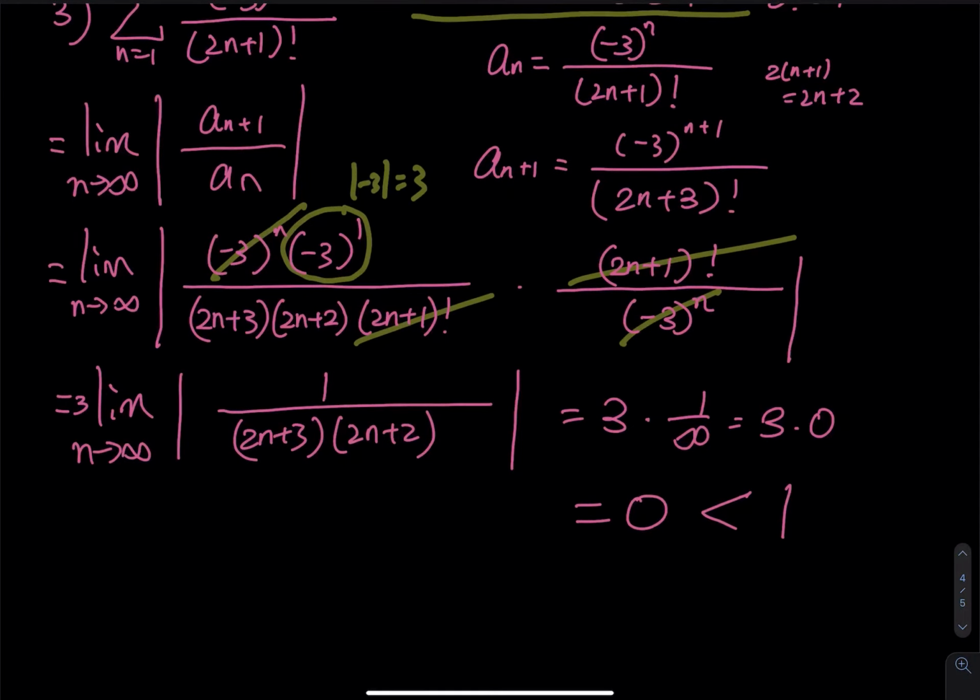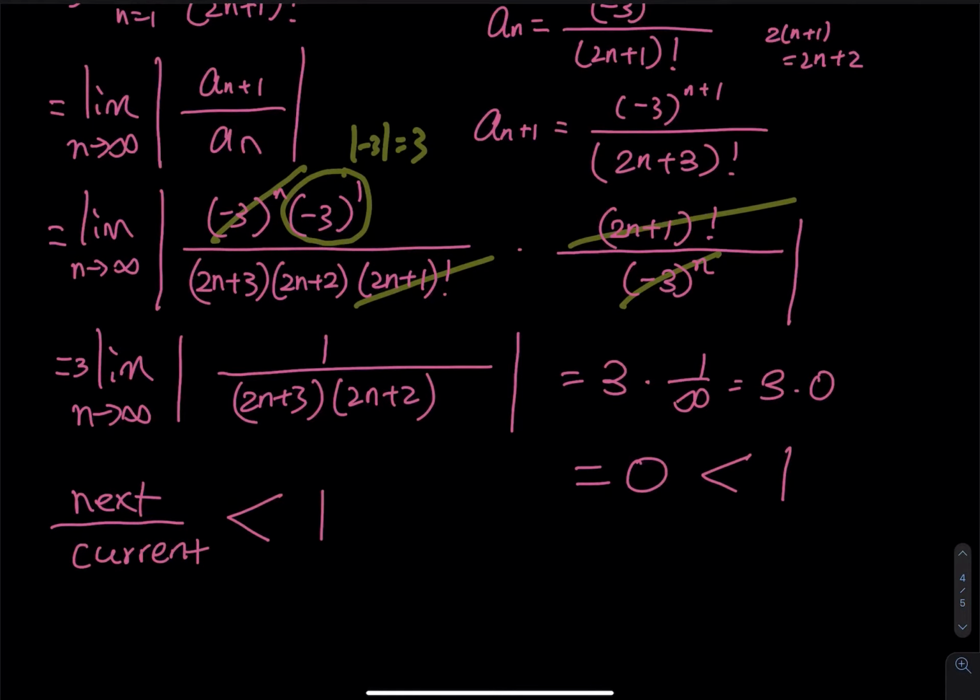What did we just do? We just took the next term divided by the current term, and we have this fraction is less than 1. So the only way to say this is the next term is less than the previous term. So in what kind of series do we have this? When the numbers are in descending order.